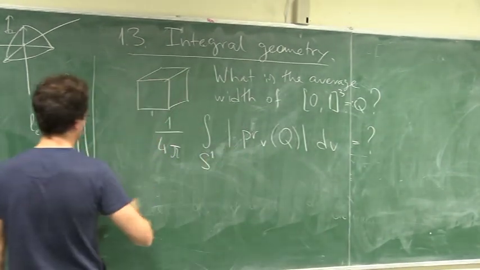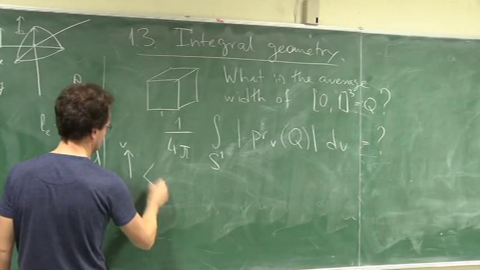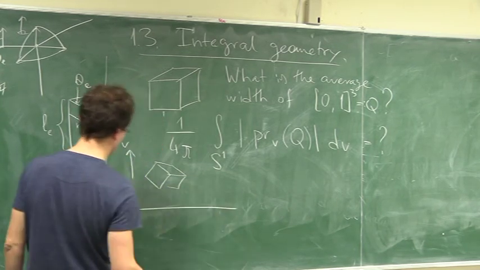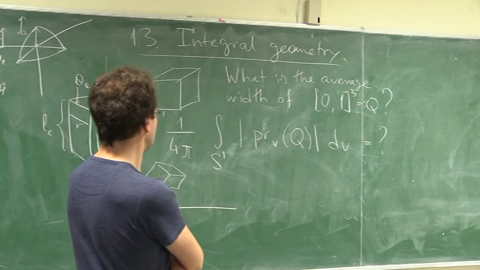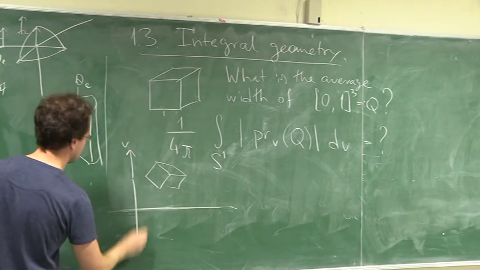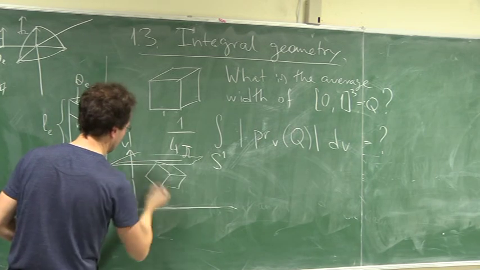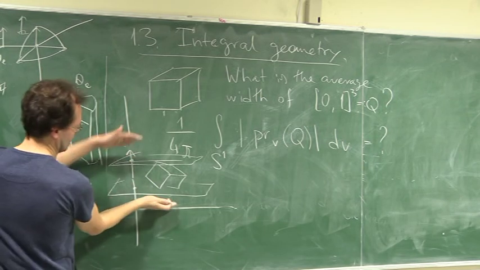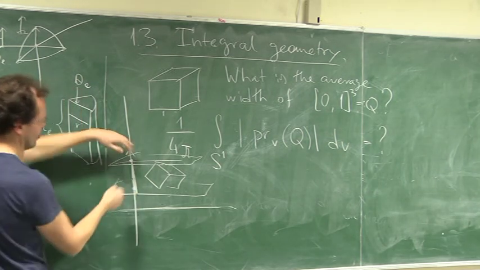So if I have a vector v, and here is my cube, then I'm projecting, no, not over time, I'm projecting onto v, right? I'm projecting on the line spanned by v. So I have some plane here, and the plane that touches the cube here, the plane that touches the cube there, and then this length is what we are integrating.